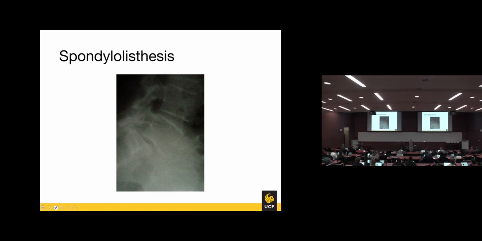You can get it. Come on. You've already said it on the last one. There you go. Everybody sees the spondylolisthesis. The front of the vertebral body doesn't line up with the front there. The back doesn't line up with the back.